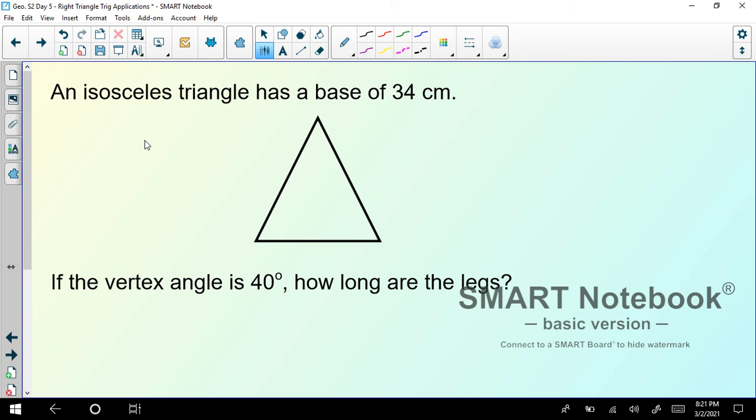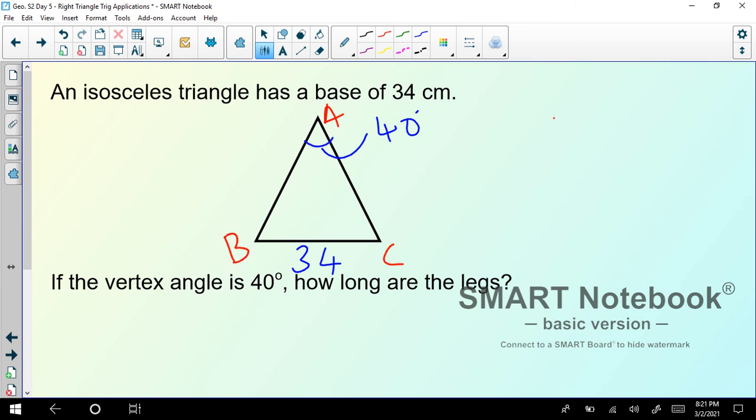Okay, an isosceles triangle has a base of 34 centimeters. They have given the base is 34 centimeters, and they are saying that the vertex angle is 40 degrees. So this angle is 40 degrees. Vertex angle is located at the top. How long are the legs? They are asking us to find how long are the legs. They want us to find these particular values, AB and AC.